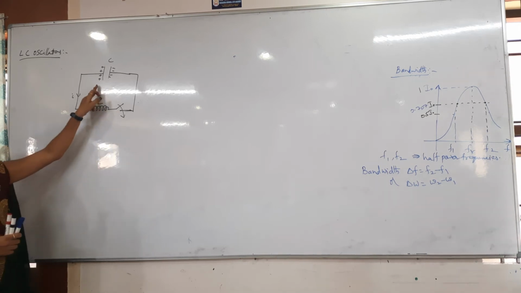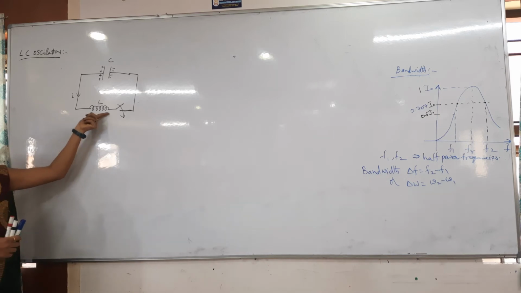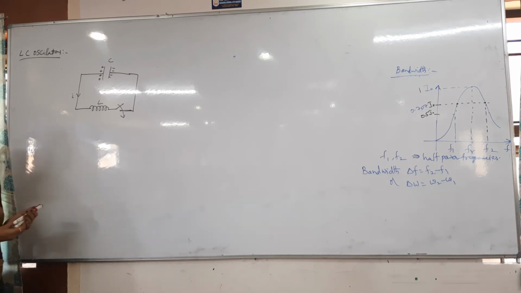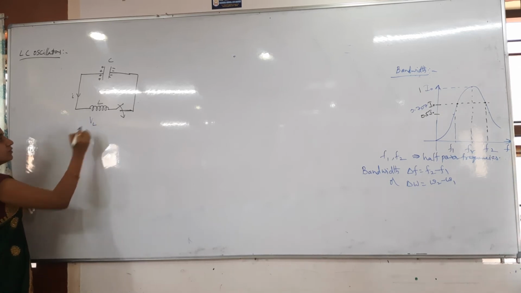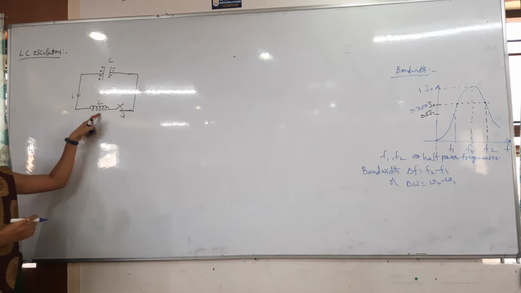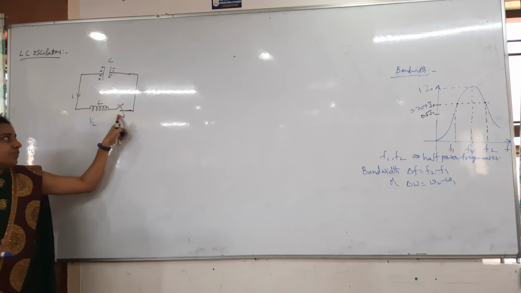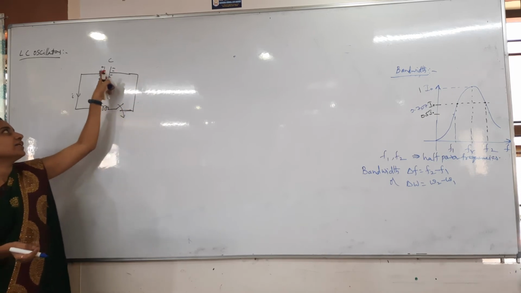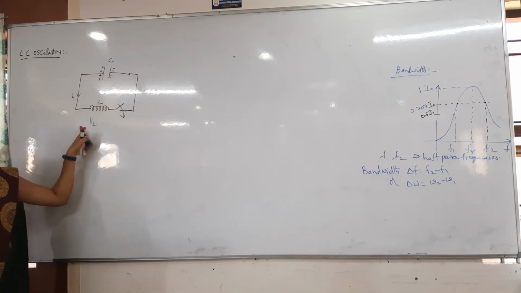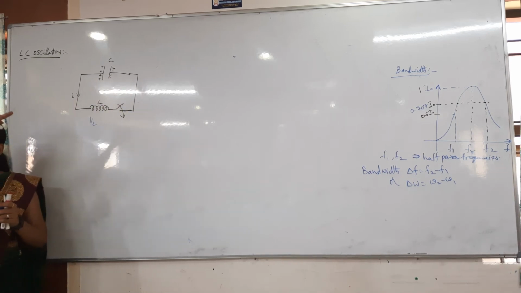Whenever the current is flowing from the capacitor to the inductor, current is flowing in the inductor, which means an EMF will be generated, that is the VL. Then this current passes through the inductor, an EMF is generated, and after that the current is discharging from this side and going back to the capacitor, discharging and then charging.